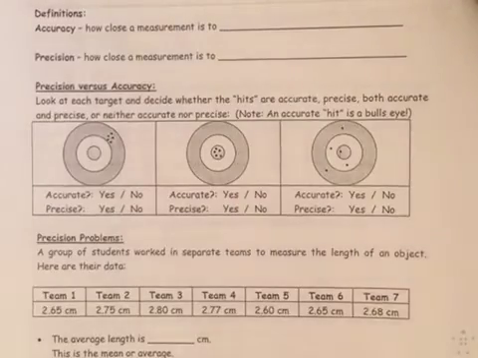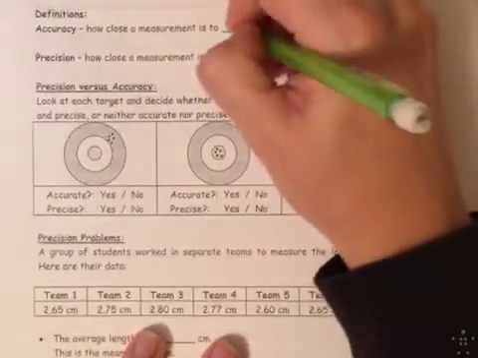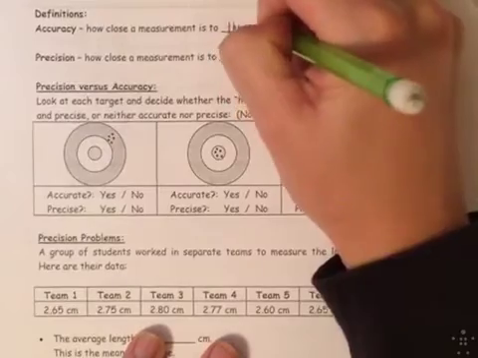So now we're moving on to section 2 of unit 2, which talked about accuracy, precision, and percent error. So first thing we wanted to remember is to define accuracy and precision. Accuracy is when you hit the bullseye. So it's how close the measurement is to the accepted value.